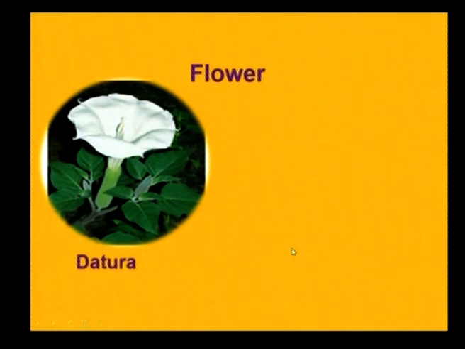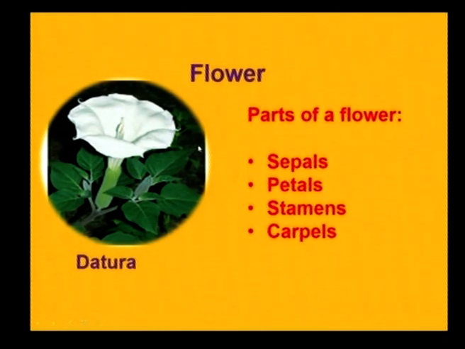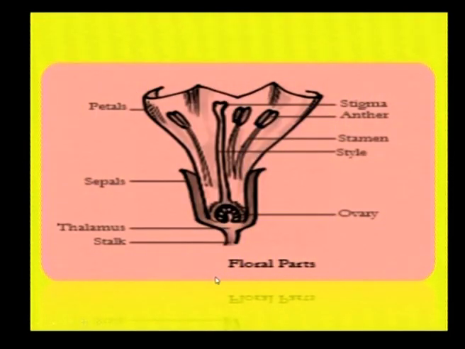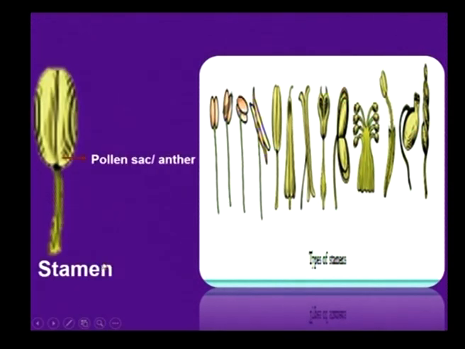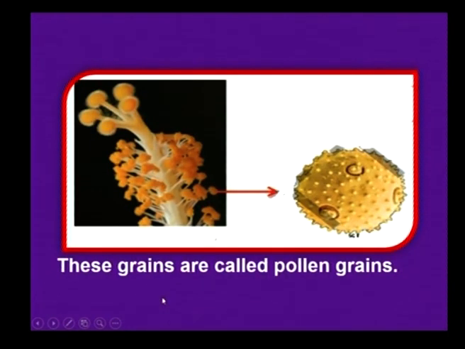Let us know about the parts of a flower. This is datura. The parts of the flower are sepals, which protect the inner parts; petals, which may be attractive or give fragrance; the male part of the flower is the stamen, and the female part of the flower is the carpel. This is the diagrammatic representation of floral parts. These are different types of stamens present in different flowers. This is the male part of the flower, and it contains two parts: the pollen sac or anther, and the filament. The pollen sac contains pollen grains, which are microscopic in nature.